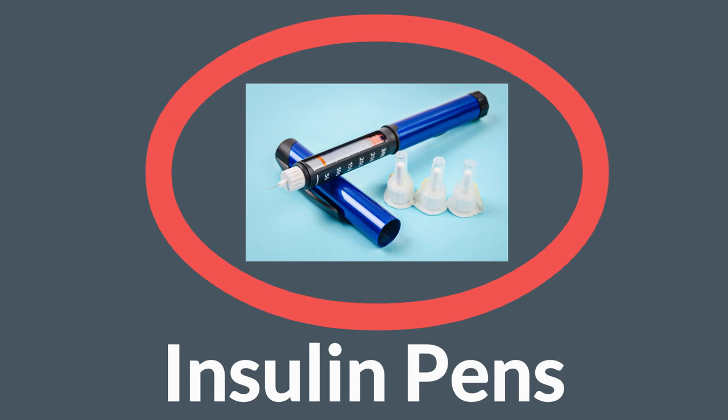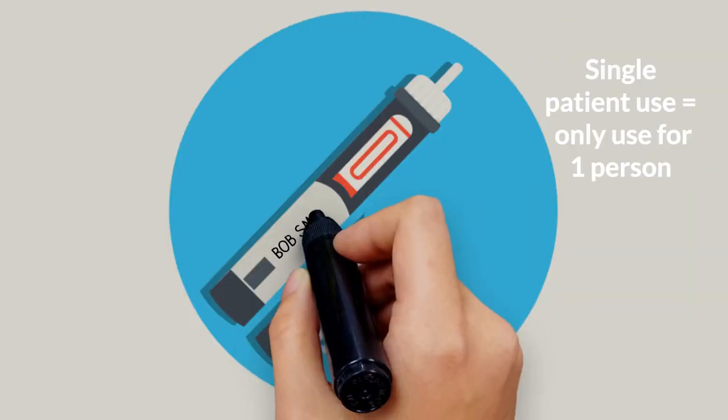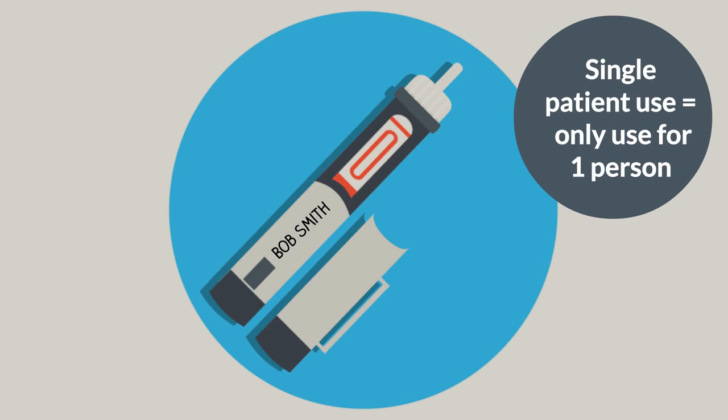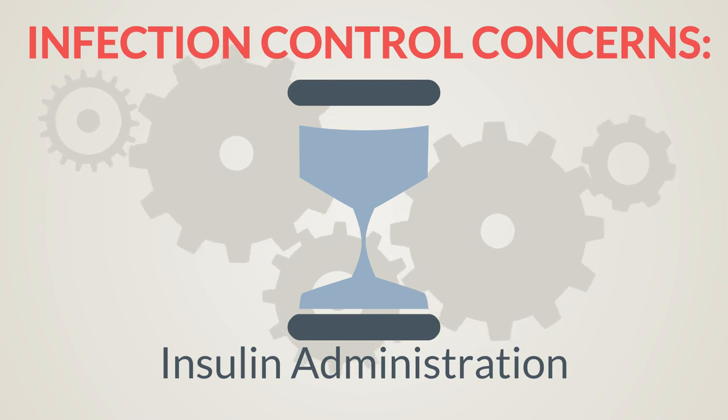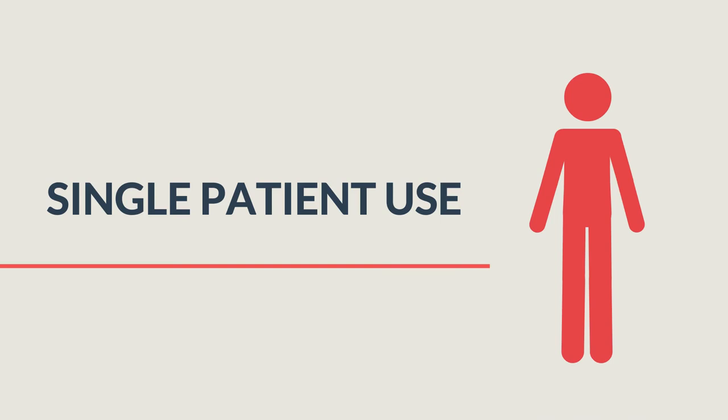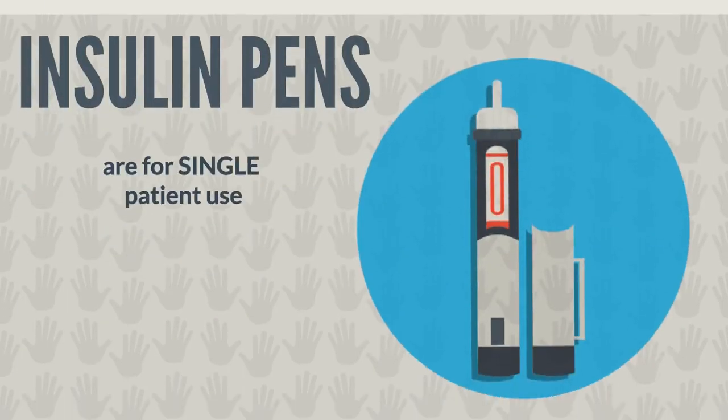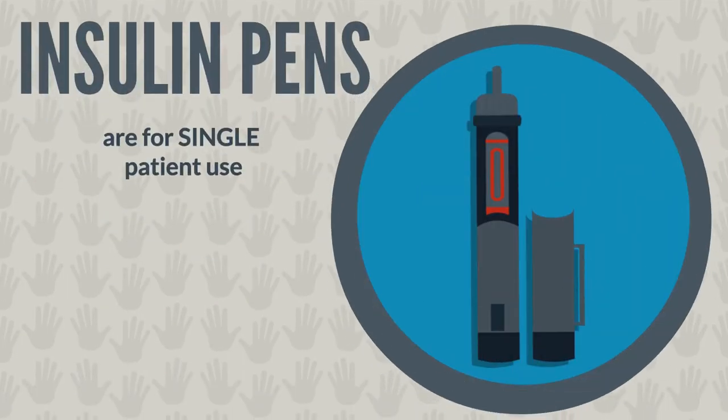Insulin pens, cartridges, and syringes are for single patient or resident use only and should never be used for more than one person. Let's take a few minutes and discuss the infection control concerns regarding insulin administration. The phrase single-patient use means that only one person should ever use a particular item, even if that item is clean and disinfected. As you can guess, because insulin pens are intended for single-patient or resident use, they become an infection control risk when they are not used according to the directions.